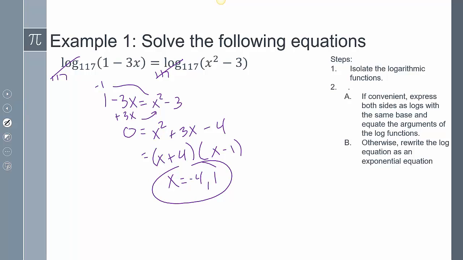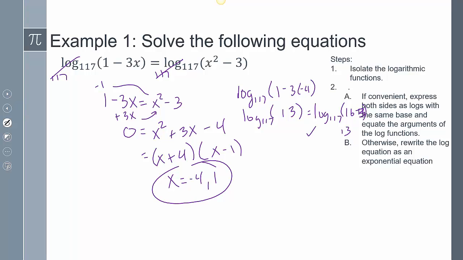But now we have to be a little careful, because we have a domain with our logarithms, right? Their natural domain says that it can't be negative and it can't be 0 inside of our log. So I actually have to test each of these values, and I'm looking for whether I get a negative or a 0 inside of my logarithm, because if I do, then clearly it's not within my domain. If I plug in negative 4, on this first one I get log base 17 of 1 minus 3 times negative 4. That gives me a positive 13 inside of my logarithm. Does that equal the other side? Now if I do that to the other side, that's going to give me 16 minus 3, which is also 13. So negative 4 works.